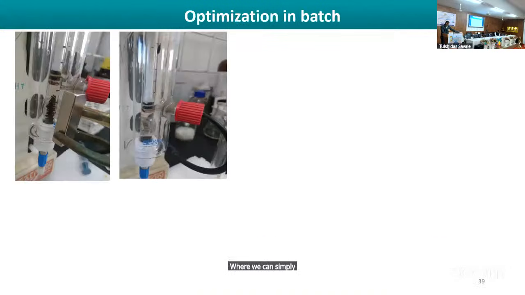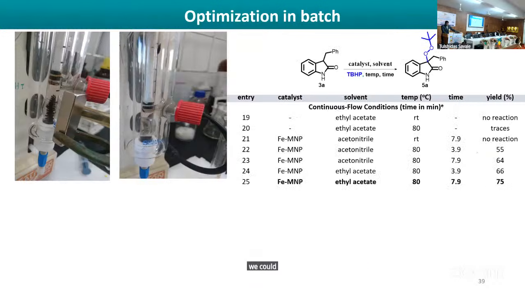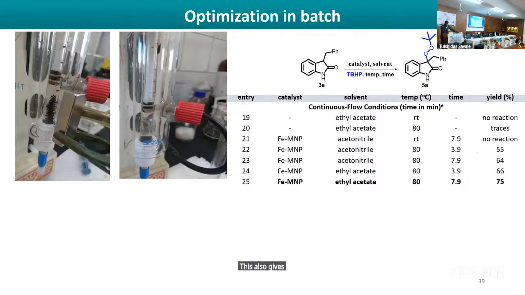take our catalyst, place it inside a cylindrical packed bed, and pass the two reactants. So you can see in this picture, the nanoparticles floating in this packed bed reactor, and we could flow the starting material, catalyst, and reactor using a single pump. So in the end, we could establish this protocol. You can see now the time is only 7.9 minutes as compared to 24 hours, 4 hours in batch. This also gives us a rapid reaction improvement.